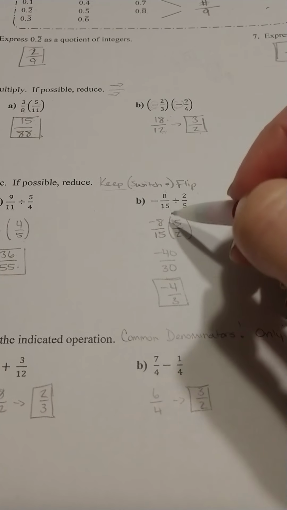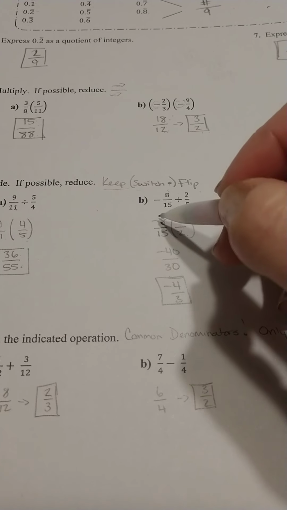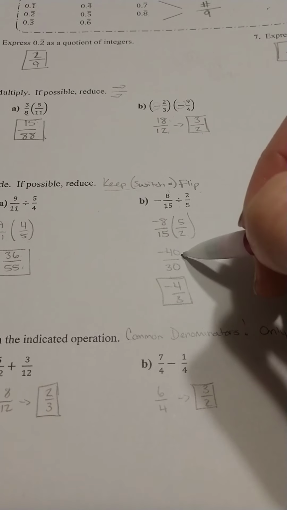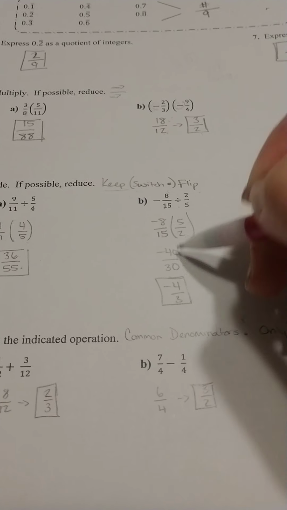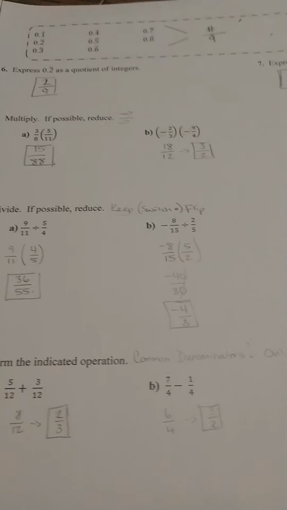B, keep, switch to multiplication, flip your fraction to 5/2. Negative 8 times 5 is negative 40. 15 times 2 is 30. If you notice, they both end in a 0, so I can cross those out, and I'm left with negative 4/3.